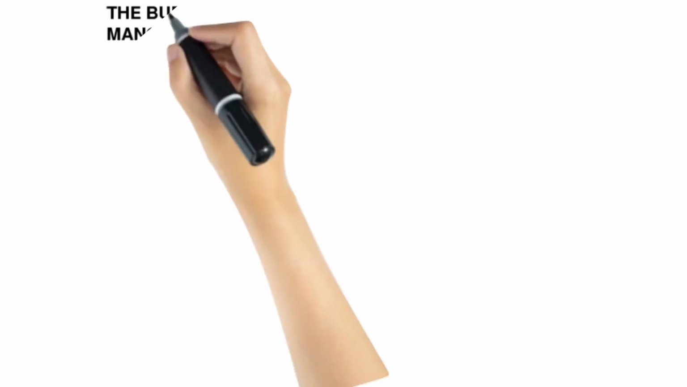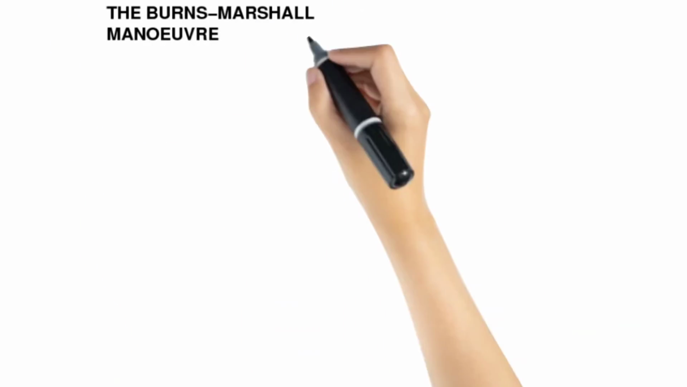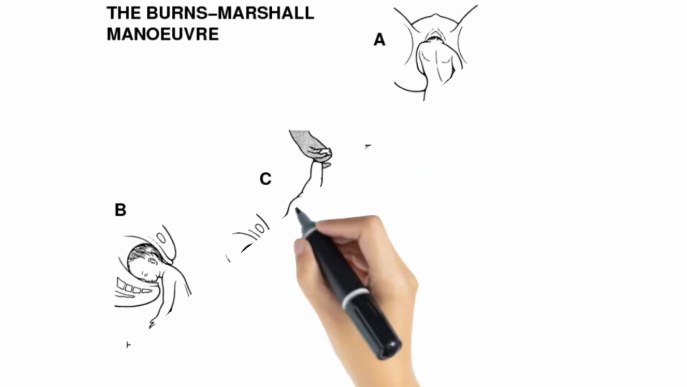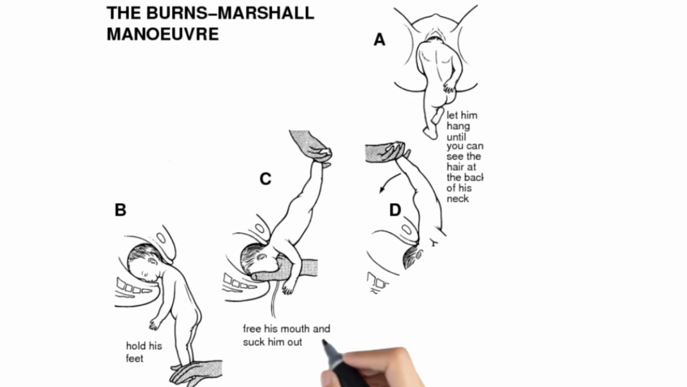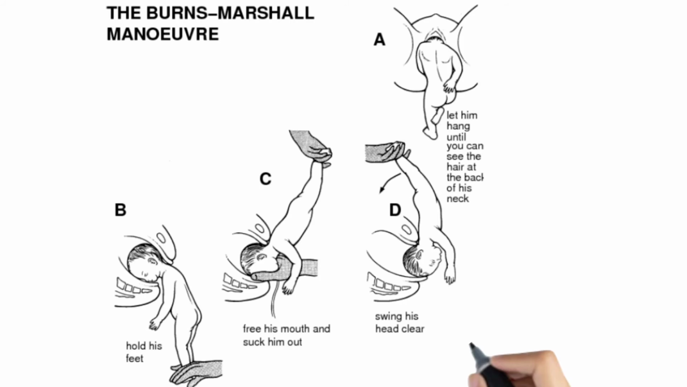The first maneuver that we use is the Burns-Marshall technique. In this one, for delivery of the head in flexed position, allow the baby to hang on its own weight. When the nape of the neck is visible, give suprapubic pressure, which promotes flexion of the neck, and hold the legs of the baby, turn them towards the mother's abdomen, and the head of the baby gets delivered.